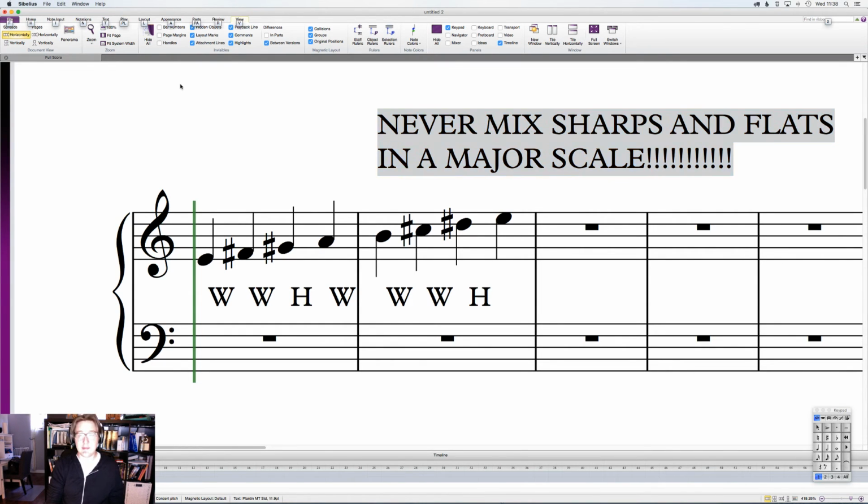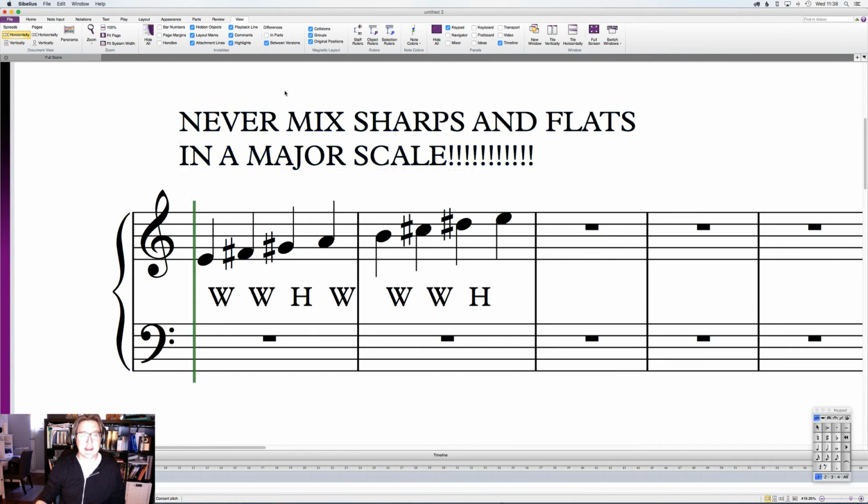I'm just going to cheat a little bit and let you know that as we're building all the scales, there are no major scales that need both sharps and flats added to them to make them major. There are scales that mix sharps and flats, but they're not major. They're some other thing. Okay? In a major scale, when you're trying to make a scale major, you will never mix sharps and flats.